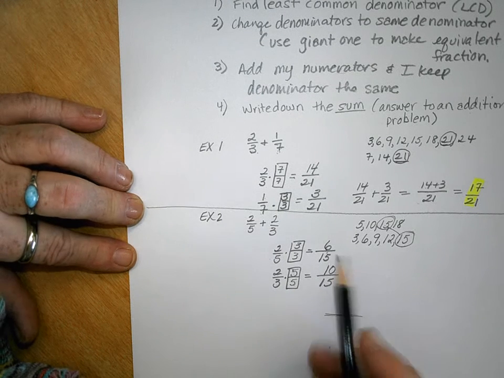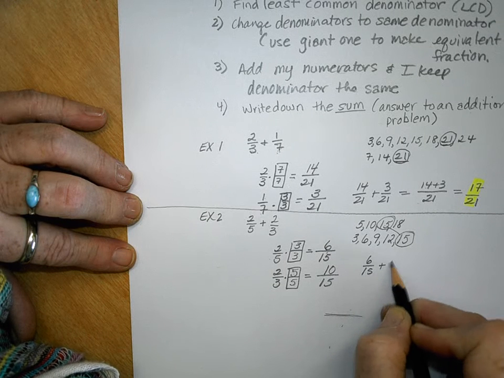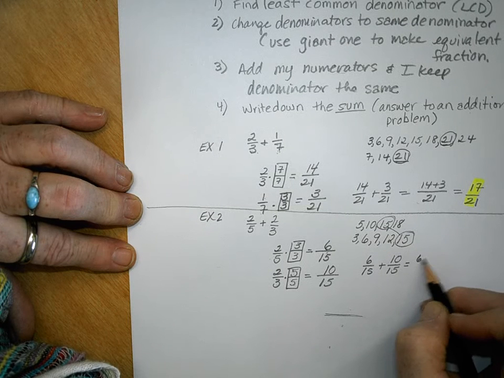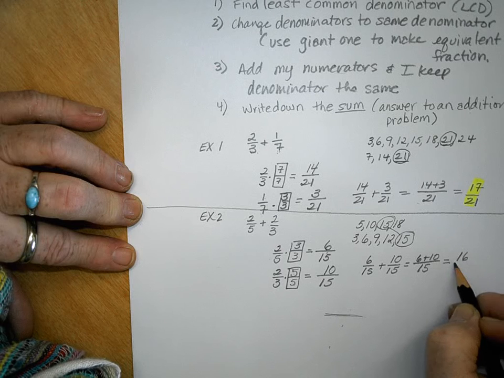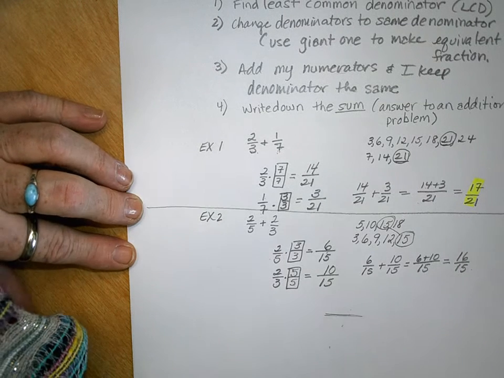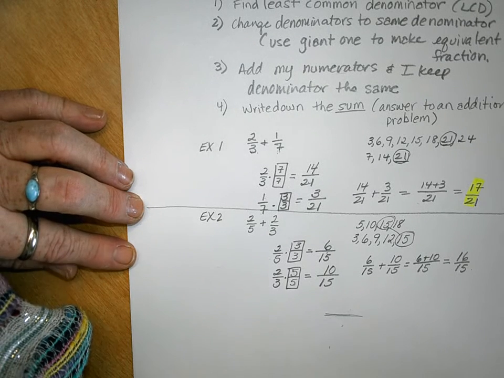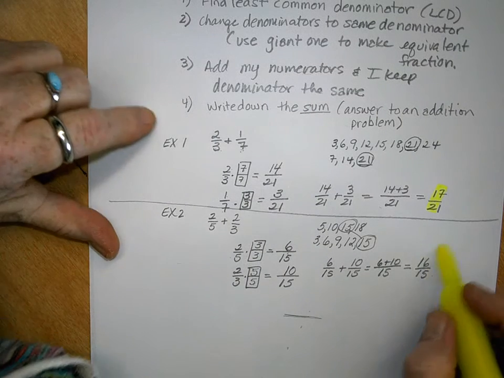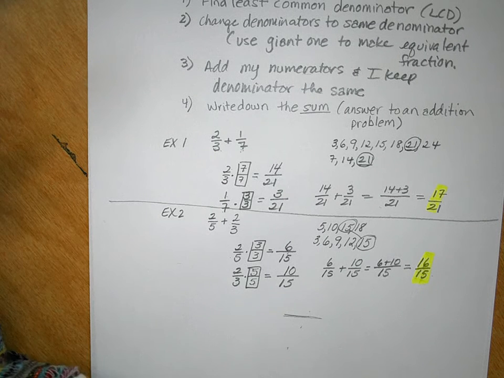Now my third step is add the numerators together. So I have 6 over 15 plus 10 over 15, which equals 6 plus 10 over 15, which equals 16 over 15. Now this is an improper fraction, and it's okay to leave it like that for 7th grade until you get further directions about it. So that's my answer. If it says change to a mixed number, then we'll change it to a mixed number. That's a lesson for another day.